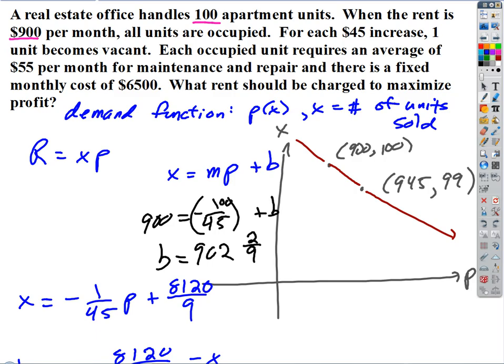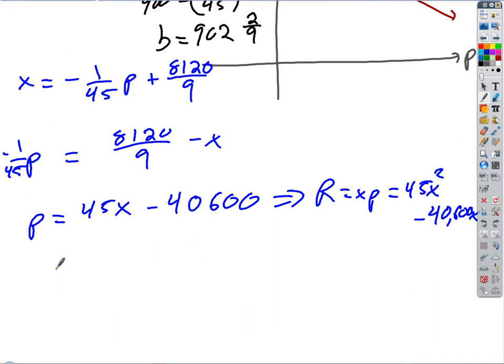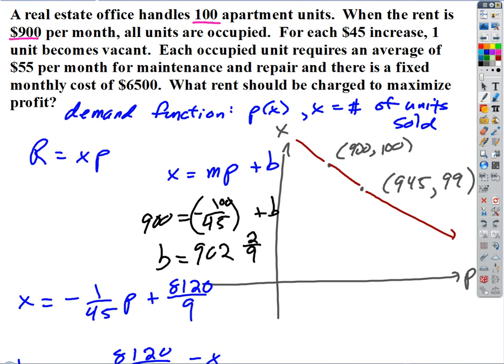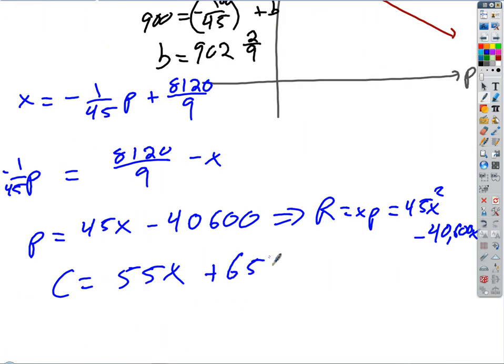Okay, but U's not one of our variables. What are the number of units? What variable represents the number of units or the number of items, we said? X, right? In this case, an item is a rental. So the cost then, part of it is going to be 55x. That's the part we'd attribute to maintenance fees, right? $55 for every rented apartment. Plus, what else? 6,500 is just a fixed cost for the whole complex. So we've got to add 6,500.